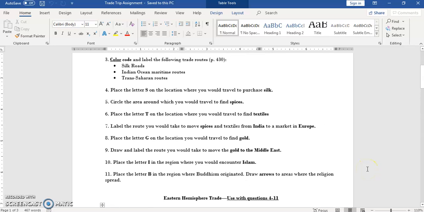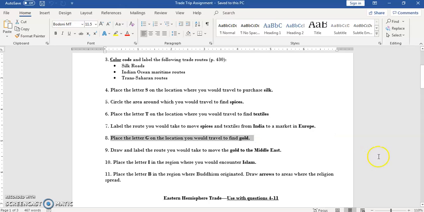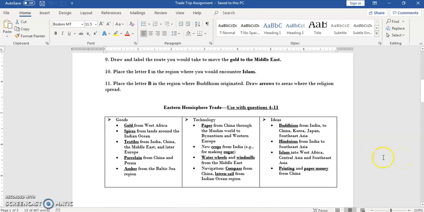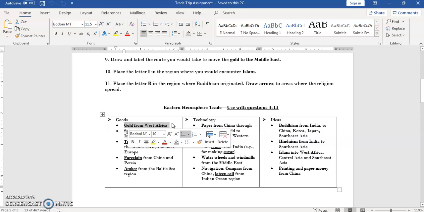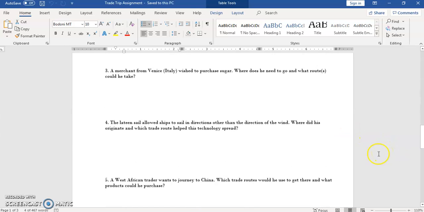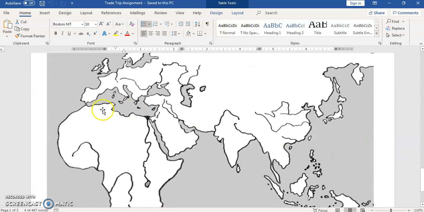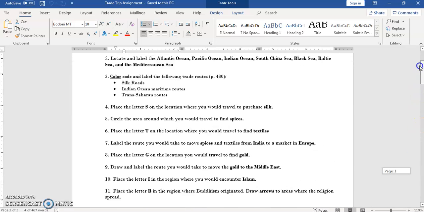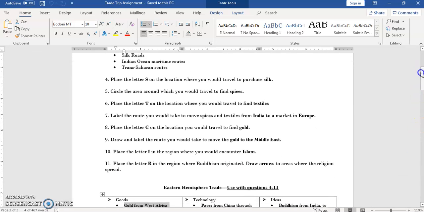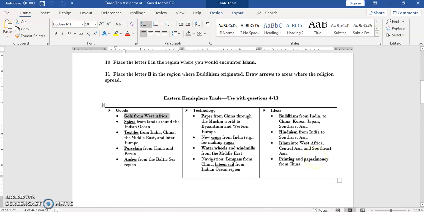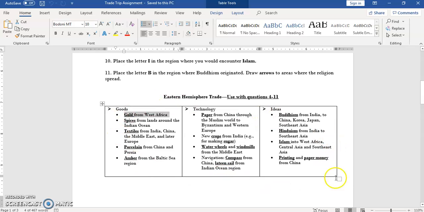So for number 8, it says place the letter G on the location you would travel to find gold. So if we look here, gold in West Africa. So on the map, you would put the letter G right here in West Africa. So you're going to do that for the remaining items: silk, spices, textiles, gold, Islam, Buddhism, and you're going to use this right here.